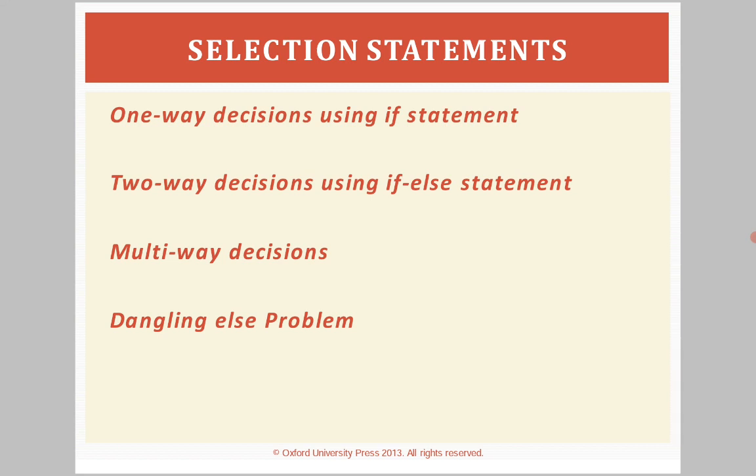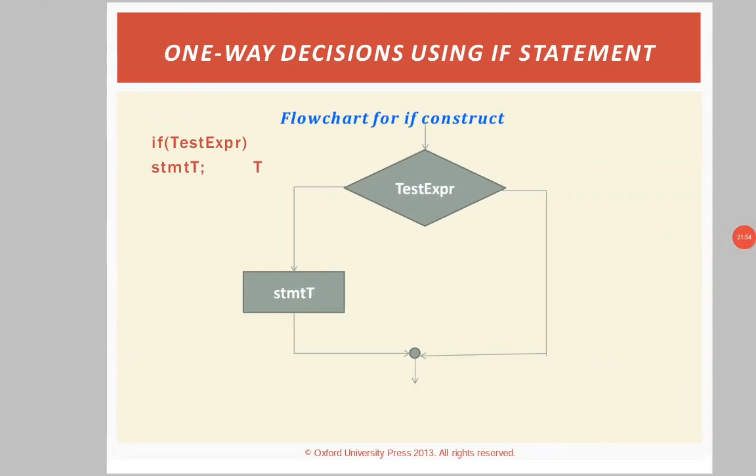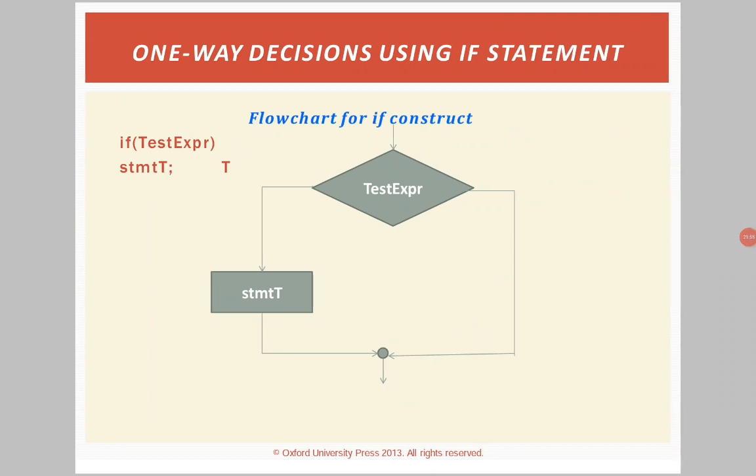So what are selection statements? Selection statements come in different types. One-way decisions, two-way decisions. One-way decision using the if statement is also called a simple if statement. Two-way decisions using the if-else statement. Multiple-way decisions like switch statements or multiple if statements. All these are the different selection or conditional statements.